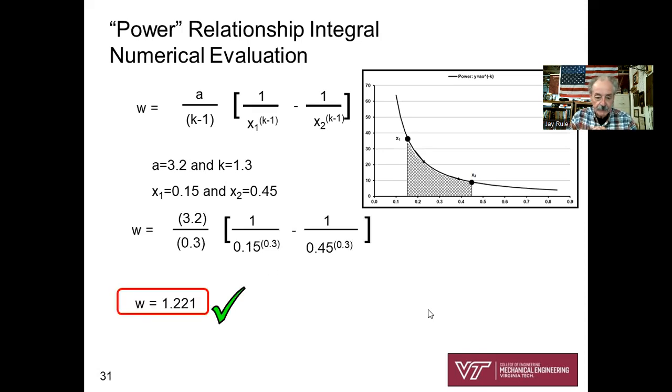I put those numbers in, and typically I write those down on pencil and paper before I go to the calculator. Go to the calculator and you get your result. The integral of the function from x1 to x2 is 1.221. This is sort of a start to finish, but complex example of the type of integration you will be doing in your thermodynamics class.